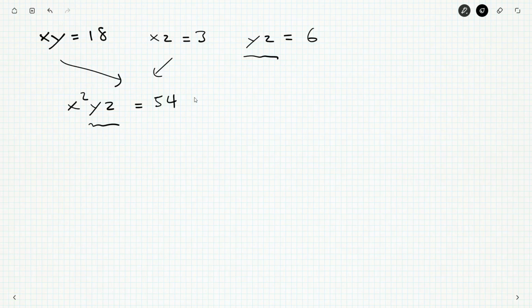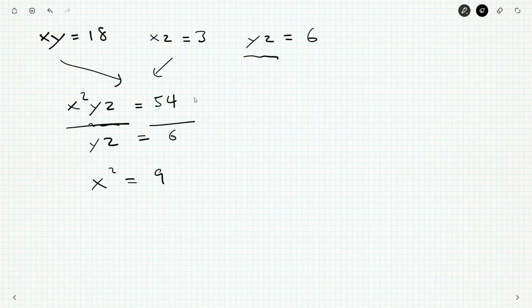Well, I've got yz. So if I divide both sides by 6, and we write 6 out as an actual number on the right-hand side, but 6 is the same as yz, so why don't we put that on the left? We'll get x squared is, and then 54 over 6 is 9.